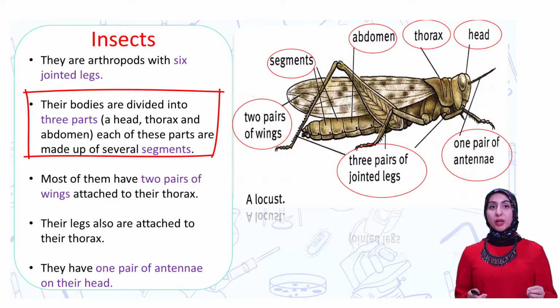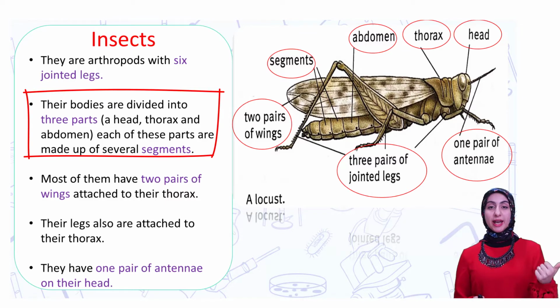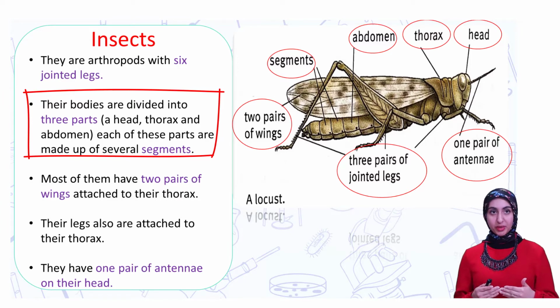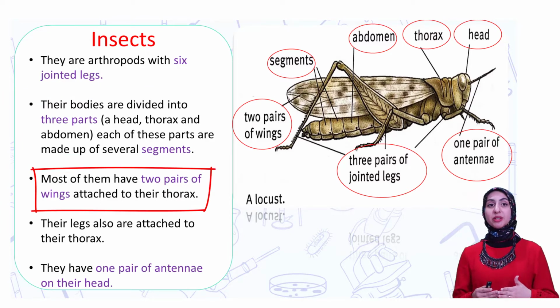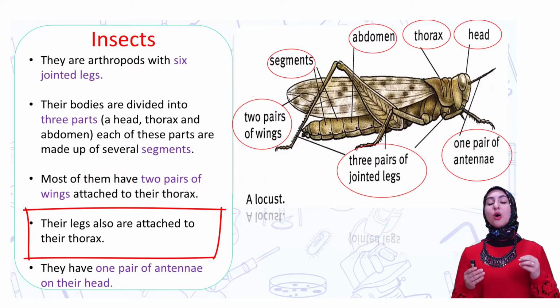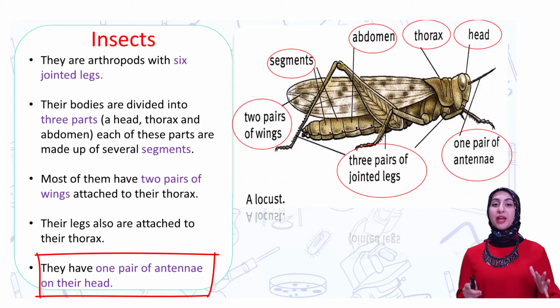Number 2, their bodies are divided into 3 parts, which are head, thorax, and abdomen. Each of these parts is made up of several segments. Number 3, most of them have 2 pairs of wings attached to their thorax. Number 4, their legs also are attached to their thorax. Number 5, they have 1 pair of antennae on their head.